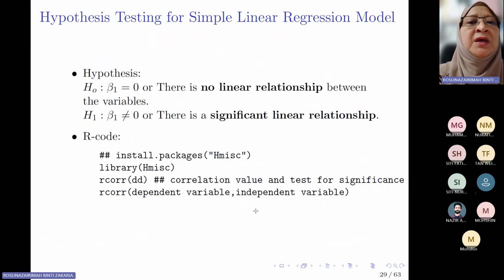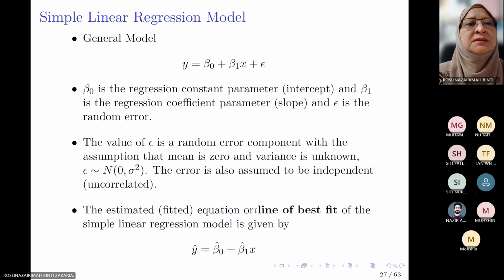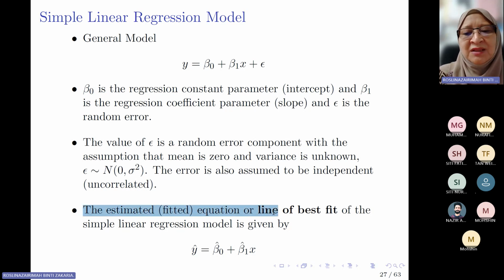Okay, very quickly. We are going to focus on simple linear regression and also multiple linear regression. So what is simple linear? It is simply one y, one x, one dependent variable, one independent variable. So what is the requirement? The requirement is that the random error is normally distributed with mean zero and variance sigma squared. Okay, and we can estimate the estimated model.